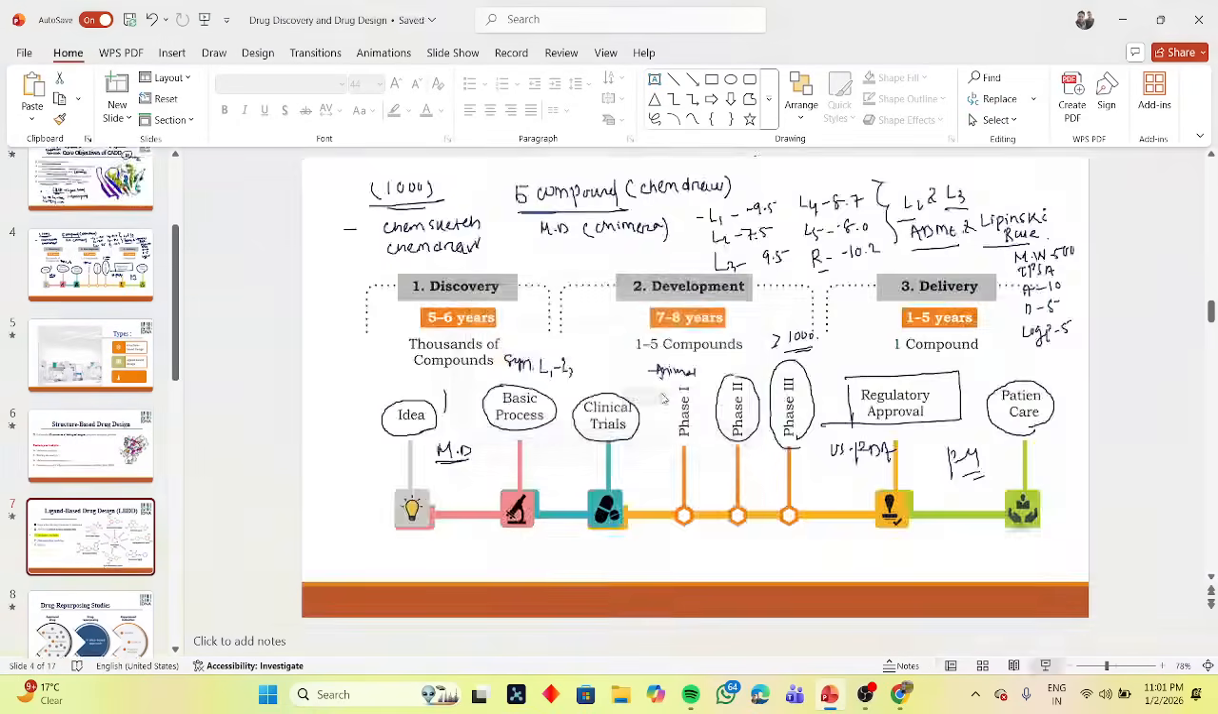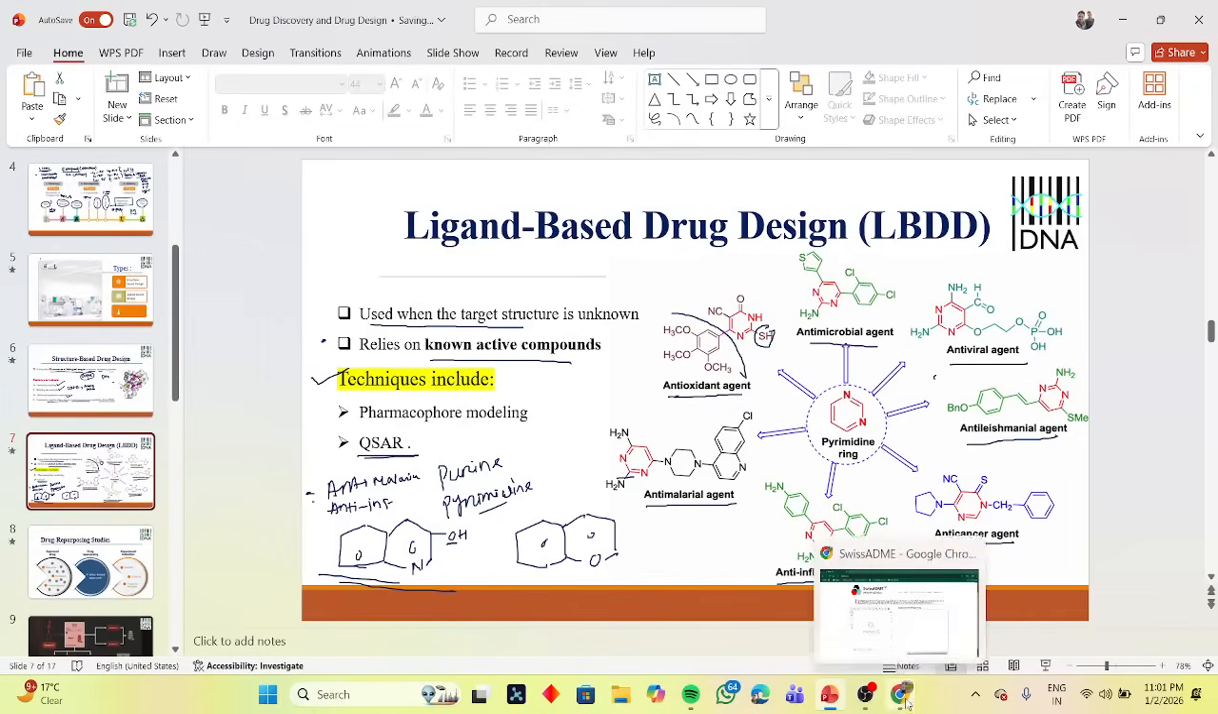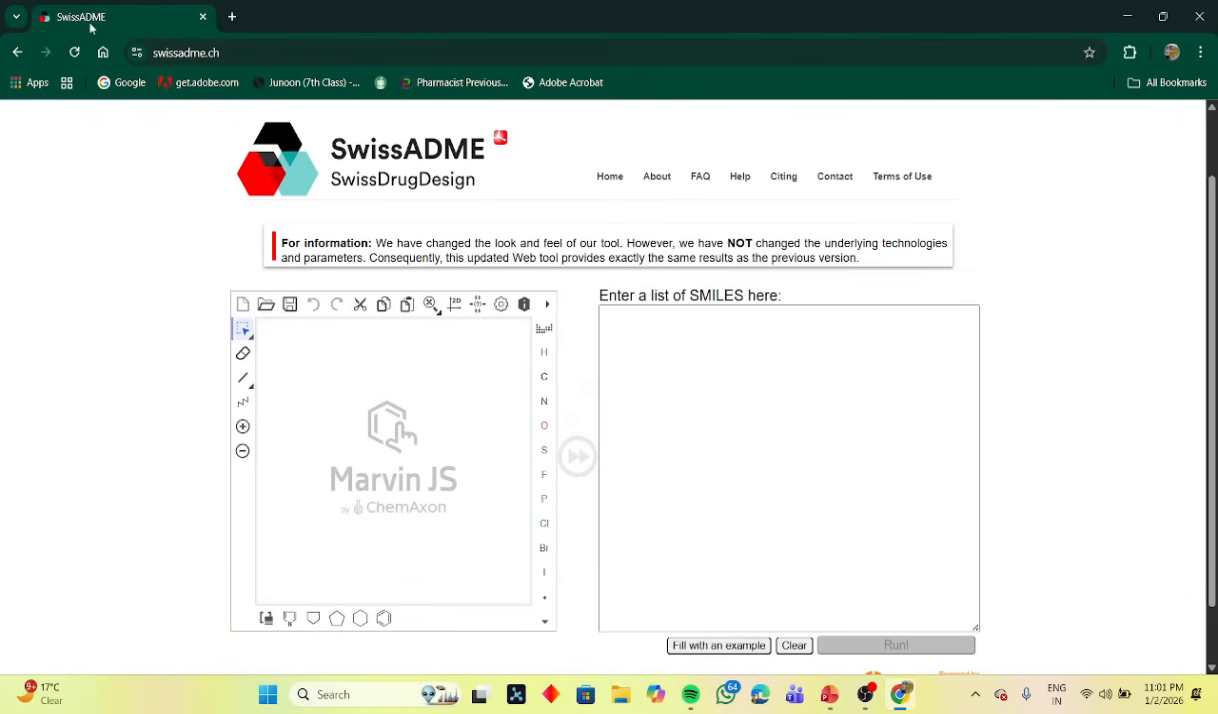Keep it here. This is the interface of SwissADME. You just have to go to Chrome and search for SwissADME, and this interface will appear.